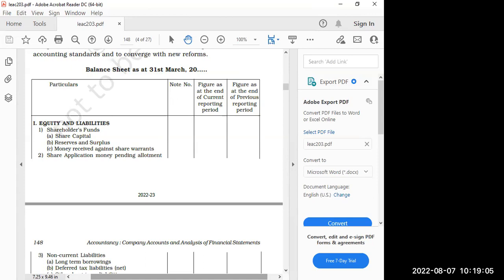Okay. It will be note number 1. You have to give note numbers 1, 2, 3, starting from this. Suppose share capital is note number 1. Reserves and surplus should be note number 2. And then money received against share warrants should be note number 3. Write this format.